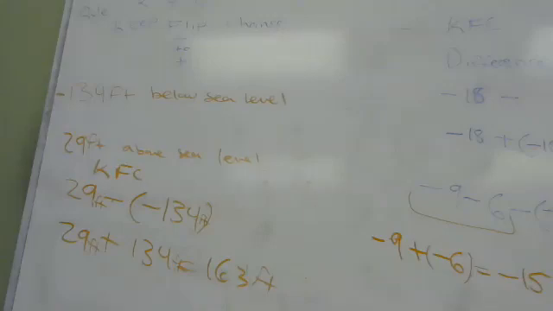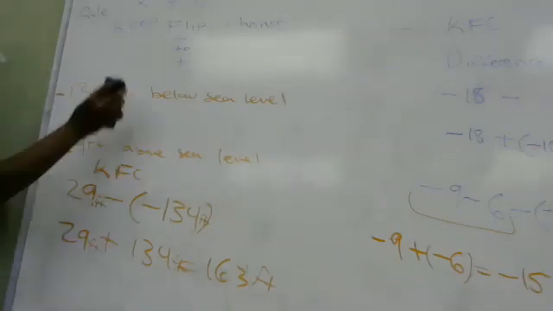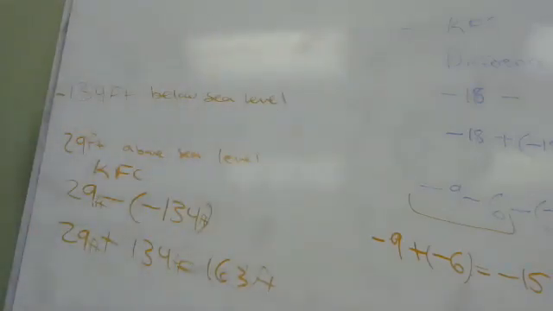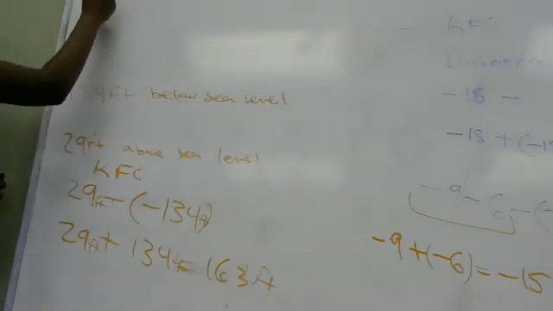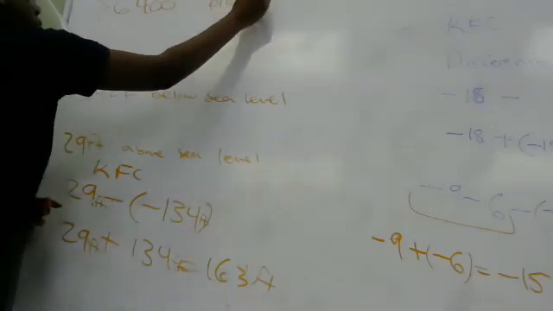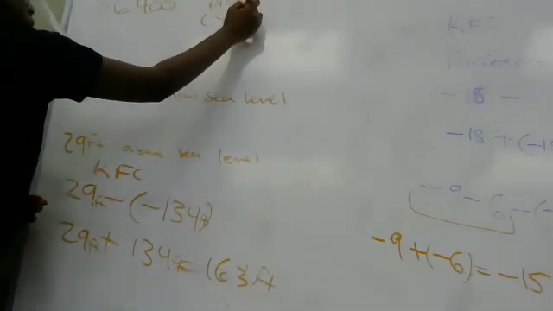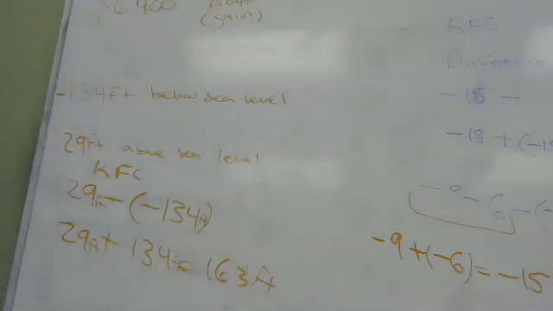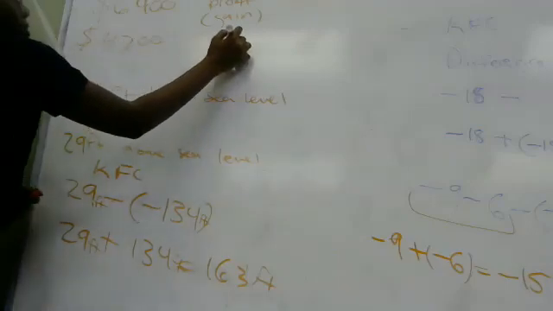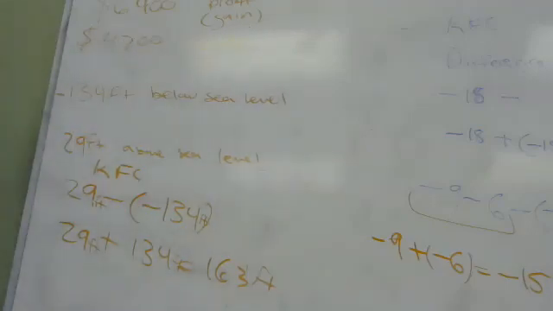All right, the last word problem we're going to do. We have a company. Their monthly profit is 6,400. This is the profit, or in other words, their gain. They had a loss of 4,700. I want to know the difference in profit between the two months.